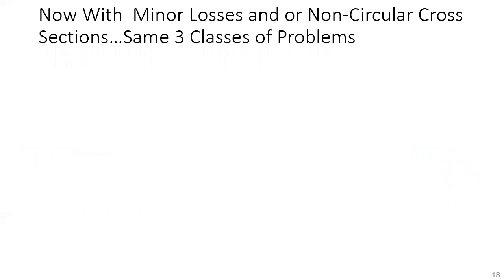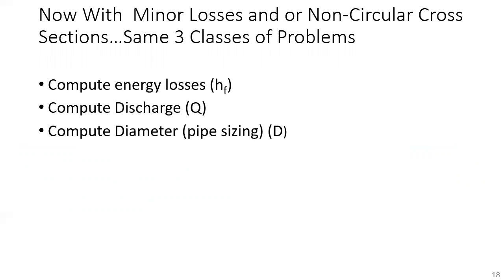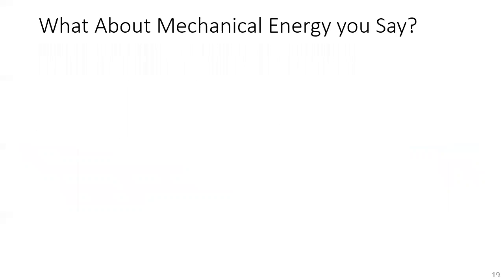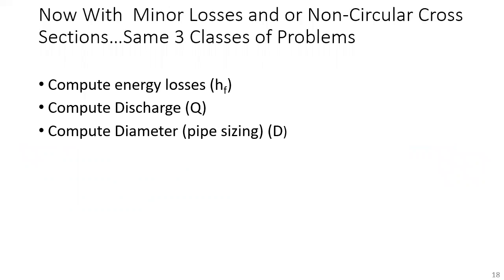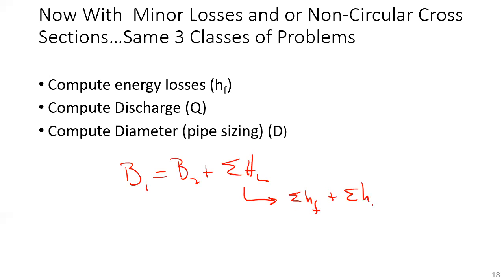So now that we have non-circular sections, minor losses, friction losses, we still have the same 3 problem types. It's just that the energy equation is getting more complicated. That's all. It's the same classes. And in all of these classes of pipe problems, we start off with an energy equation between 2 points. The head losses or the energy losses are maybe multiple sections of pipe with friction and multiple different minor losses.